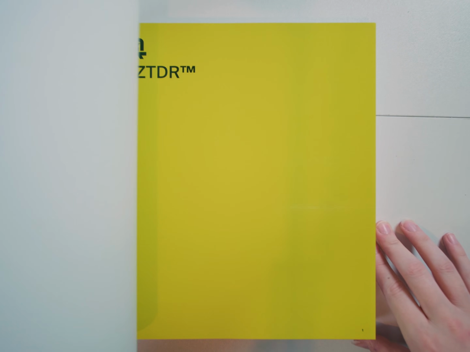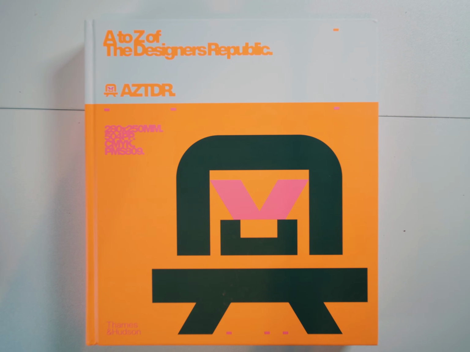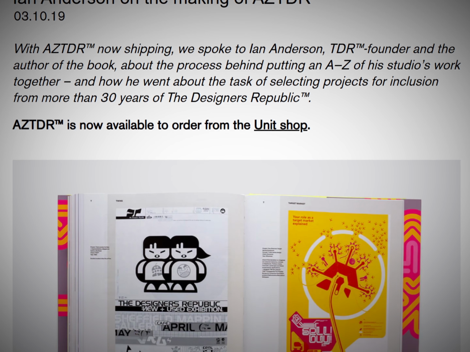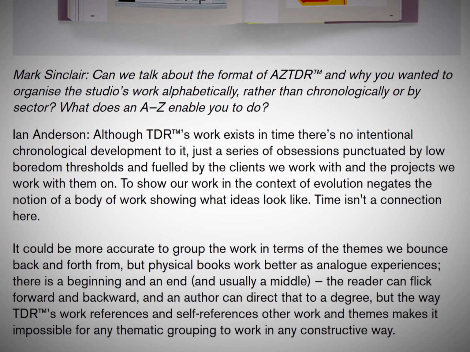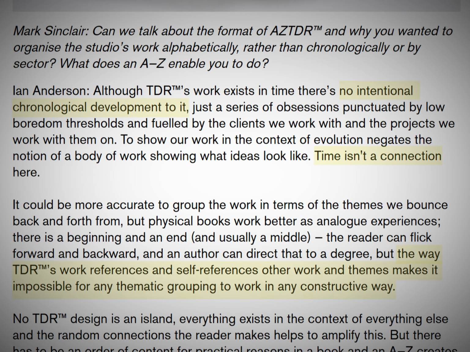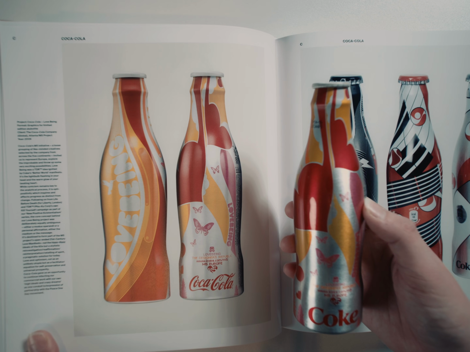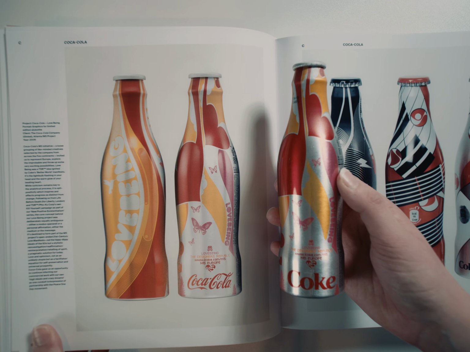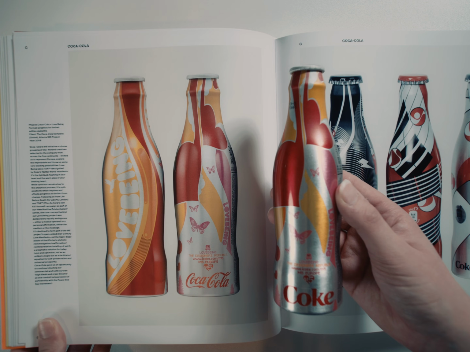I have an art book here with a lot of their work, but not all of it. It's an A to Z book. It's not in chronological order by choice. They're trying to make you connect everything with everything else however you want. Recently, I found out that this bottle right here of Coca-Cola that I remember seeing in stores when I was a kid was made by them.